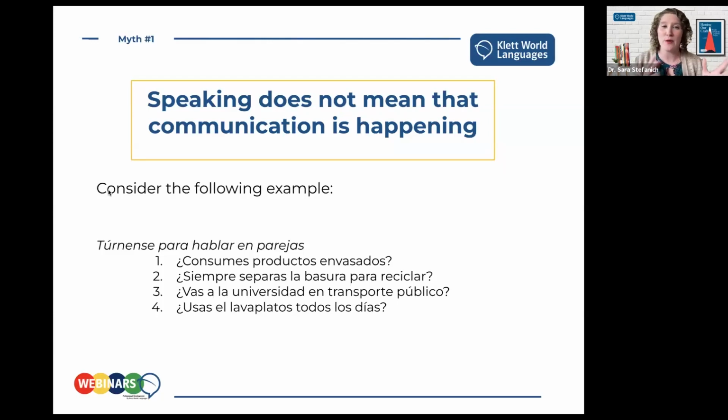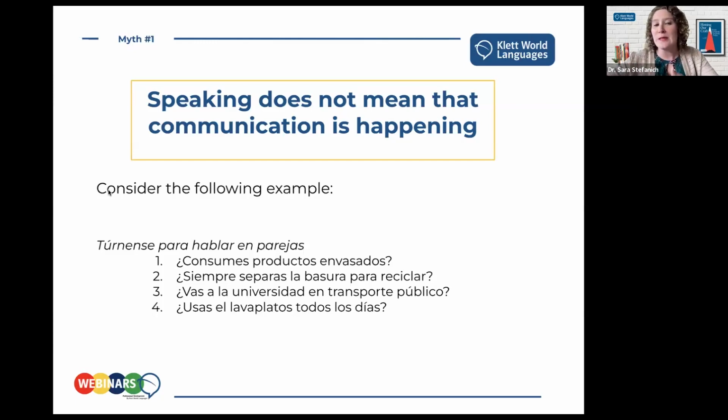And so I will demo that with myself here, kind of sillily, which is, I'm a partner with myself and I might say, "Hola, Sara, ¿consumes productos envasados?" "Sí, consumo productos envasados. ¿Y tú?" "Sí, consumo productos envasados. ¿Siempre separas la basura para reciclar?" "Sí, siempre separo la basura para reciclar. ¿Y tú?" And it just goes on that way.